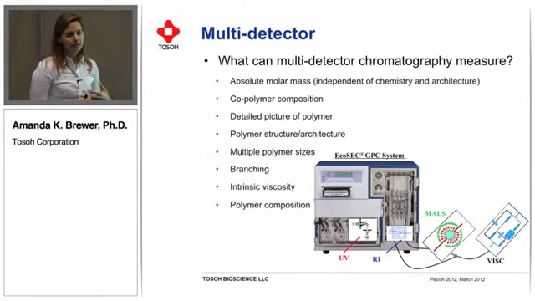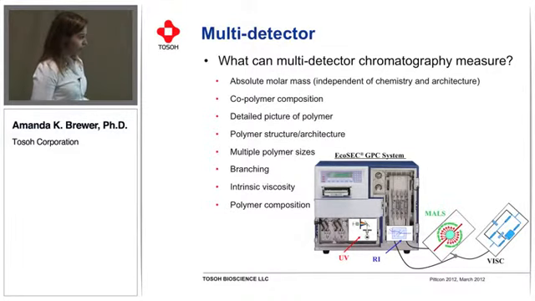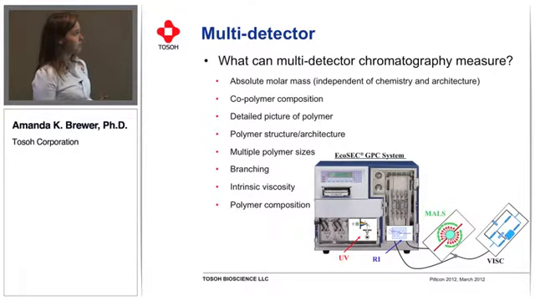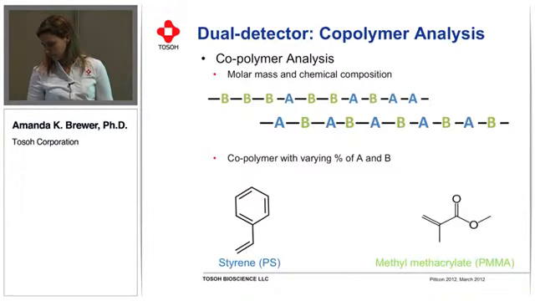We get a very detailed picture that includes architecture, size, structure, branching, intrinsic viscosity, the composition, chemical heterogeneity. There's a laundry list of things we can look at here by adding these external detectors. So I'm actually going to talk about 3 examples now, 1 with a dual detector setup and 2 with a quadruple detector setup.